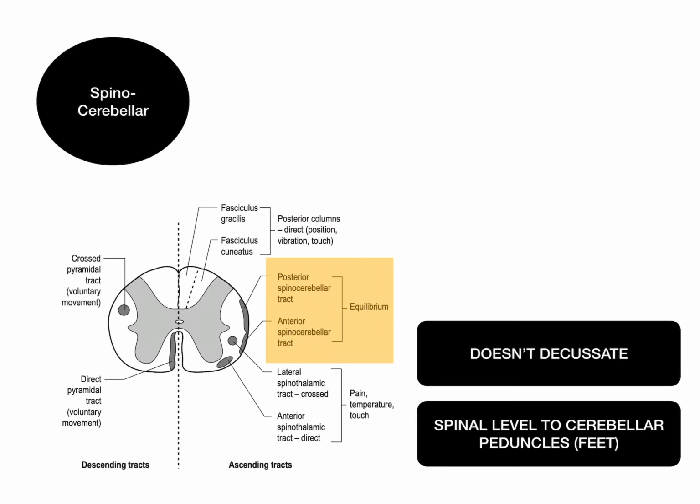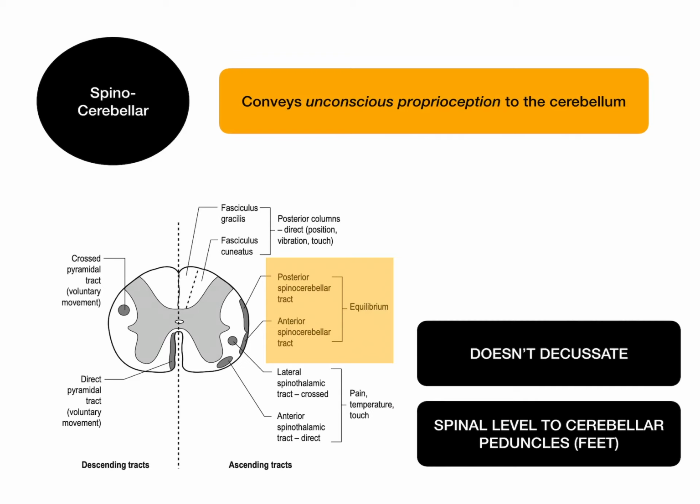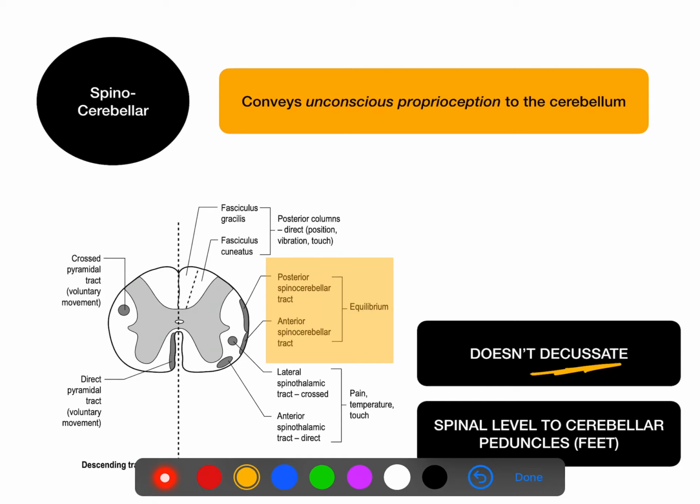So you need to know where these are. Spinocerebellar conveys unconscious proprioception to the cerebellum. The spinocerebellar tracts do not decussate. That means they don't cross the midline. They stay on the same side. And the spinocerebellar tracts run in the lateralmost portion of the spinal cord. They're unconscious. I like to think they're out of sight, out of mind. They're out of the way. The spinocerebellar tracts run out here. Okay? They stay out here.